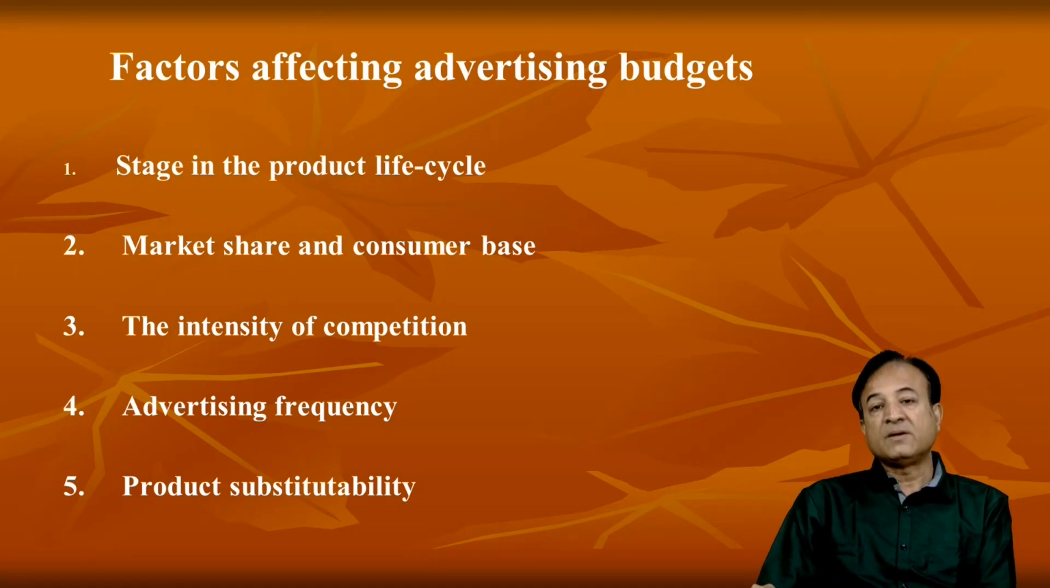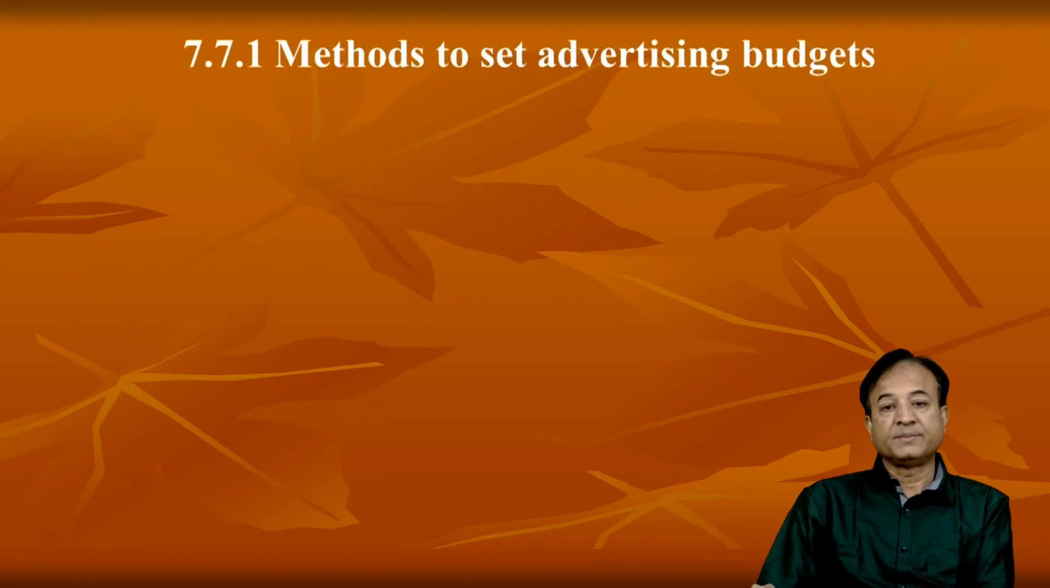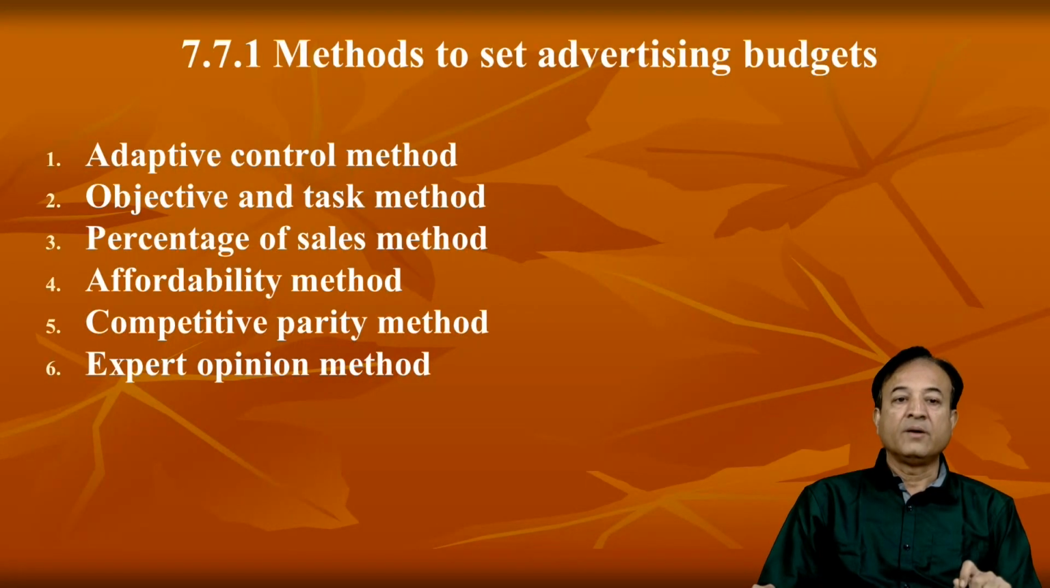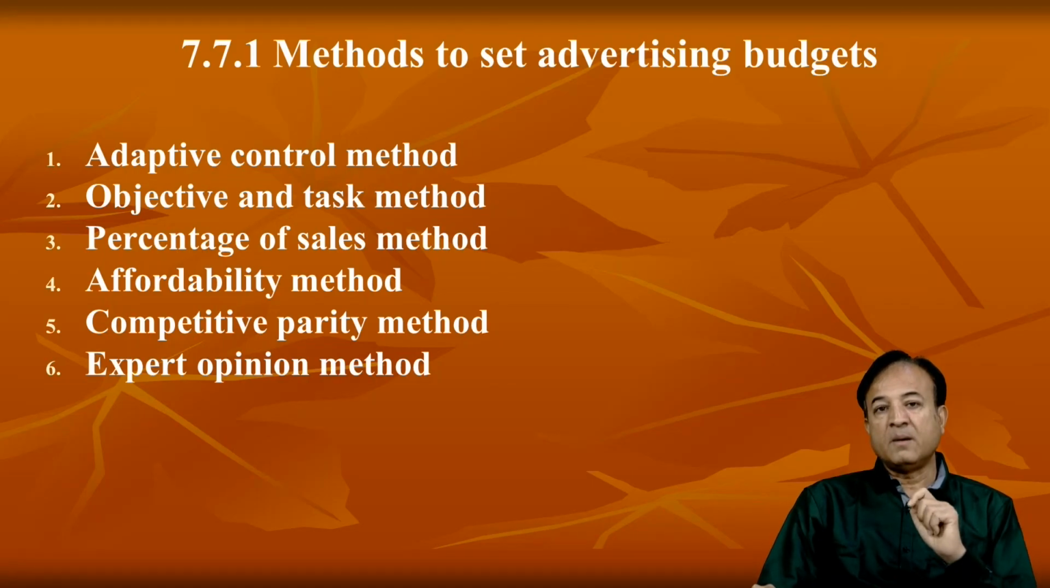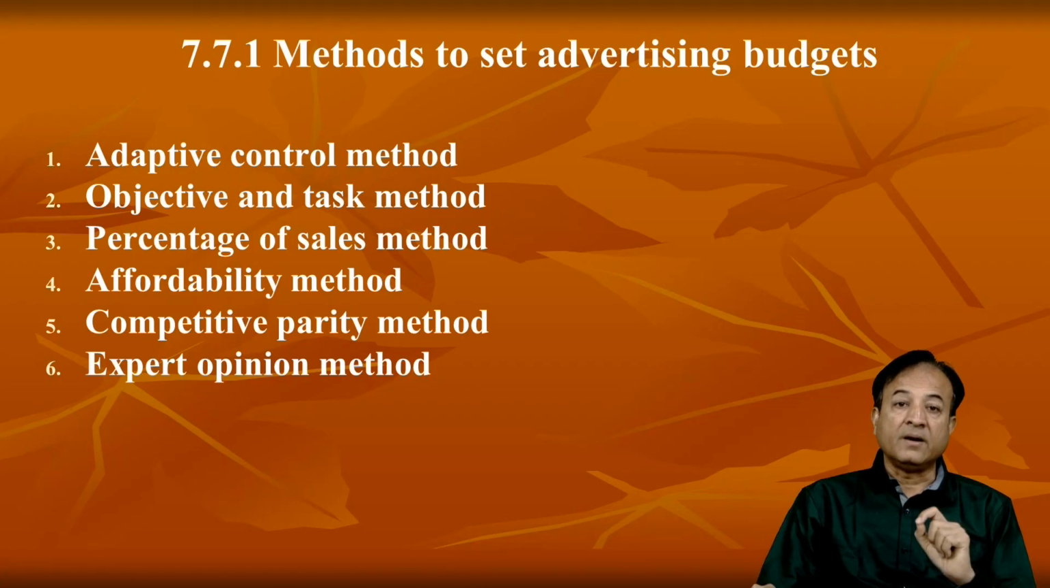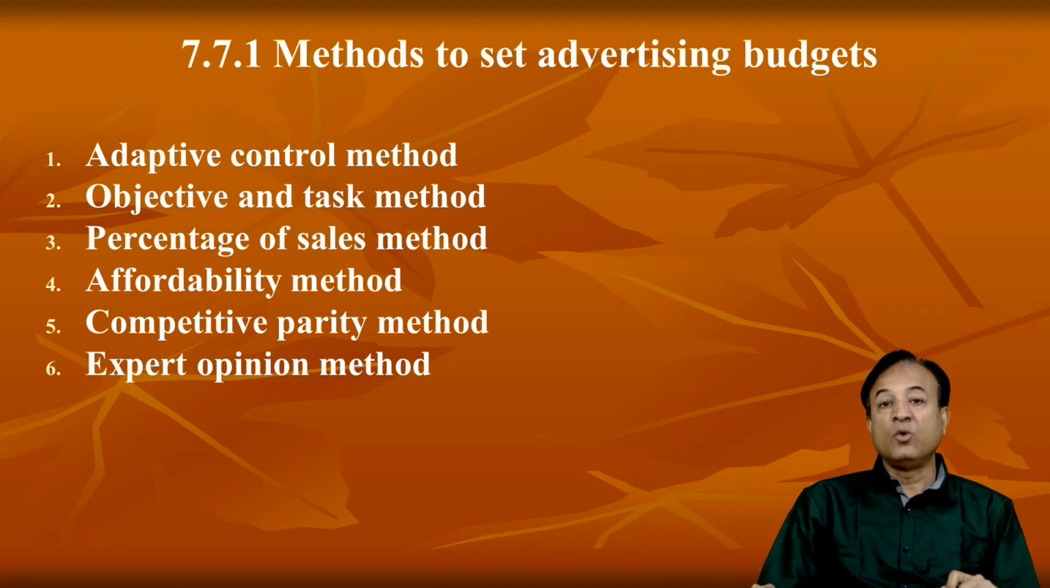Now, methods to set advertising budget. Okay, there are 6 points. Adaptive control method. This is a method proposed by Professor John Little. According to him, in this method the marketer divides his market into small sections. These sections have to be more or less similar to each other.